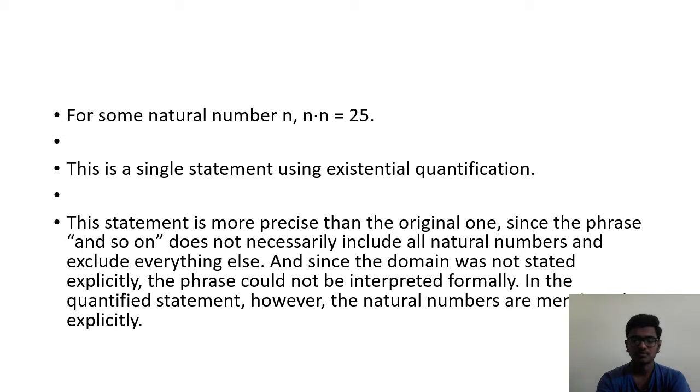In the quantified statement, however, the natural numbers are mentioned explicitly. So, by using n into n equal to 25, this single statement using existential quantification is more precise than the original one. Rather than listing all the natural numbers, we can use n into n, so that the statement is more precise than the original one. And since the domain was not stated explicitly, the phrase could not be interpreted formally. This helps in existential quantification.